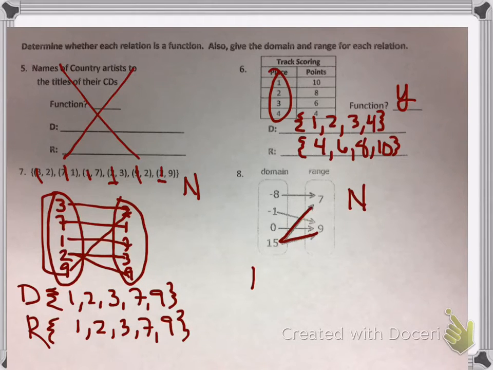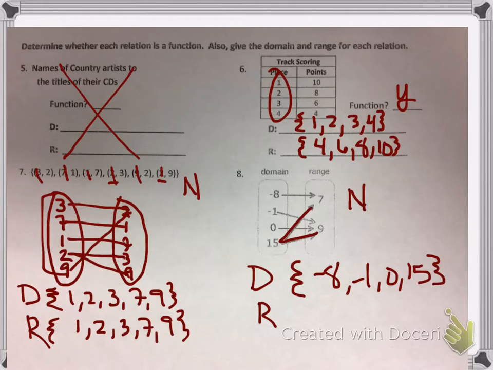Okay, so let's look at the domain and the range here. Domain is -8, -1, 0, 15. That was horrible, but okay. And the range is 7 and 9. All right, so that's basically about it. That's basically it for that type of domain and range.